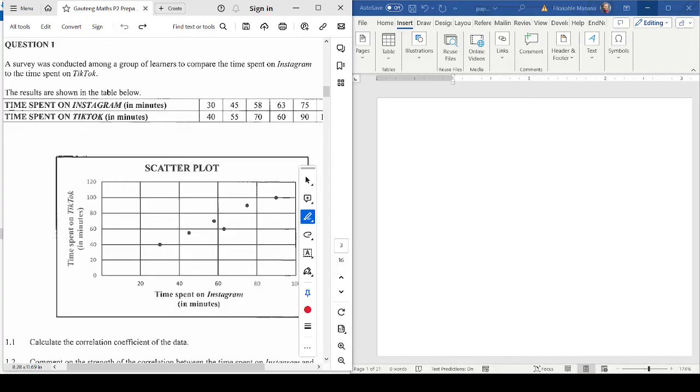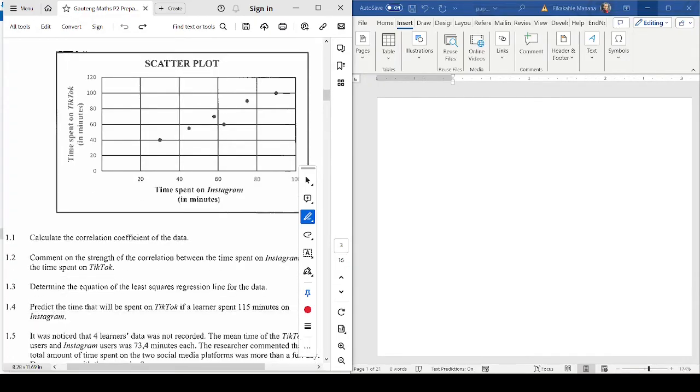Okay, let's get right into it with question 1. So let's read the question. It says a survey was conducted among a group of learners to compare the time spent on Instagram to the time spent on TikTok. The results are shown in the table below. Time spent on Instagram, there it is. Time spent on TikTok, there it is.